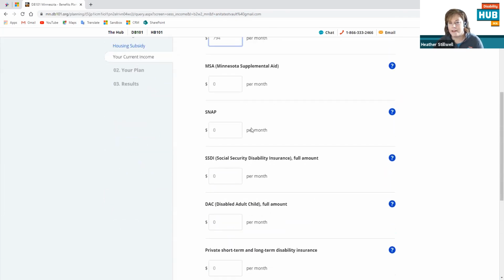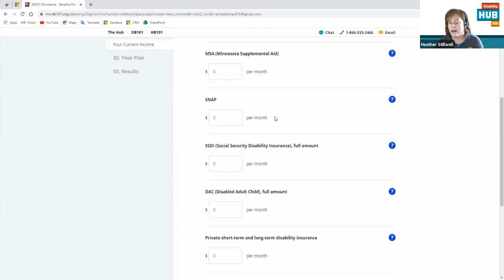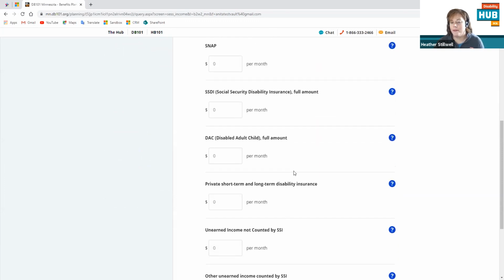But you can see it asks about a number of benefits. And again, if you're getting any of these benefits and they're reported on your benefit lookup report you did through the earlier activity, these will automatically be filled in for you.